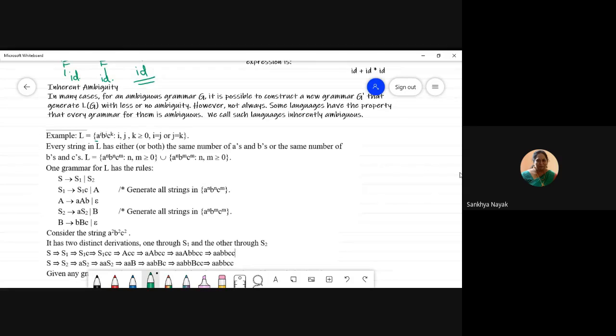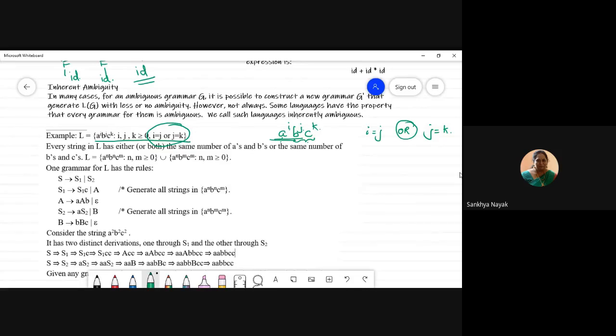Now see one example over here. You have a grammar like this: a^i b^j c^k, that is, i number of a's, j number of b's, and k number of c's. But along with that, what else is told? Either i is equal to j, or j is equal to k. That means you might have equal number of A's and B's followed by some number of C's, or you might have some number of A's followed by equal number of B's and C's.